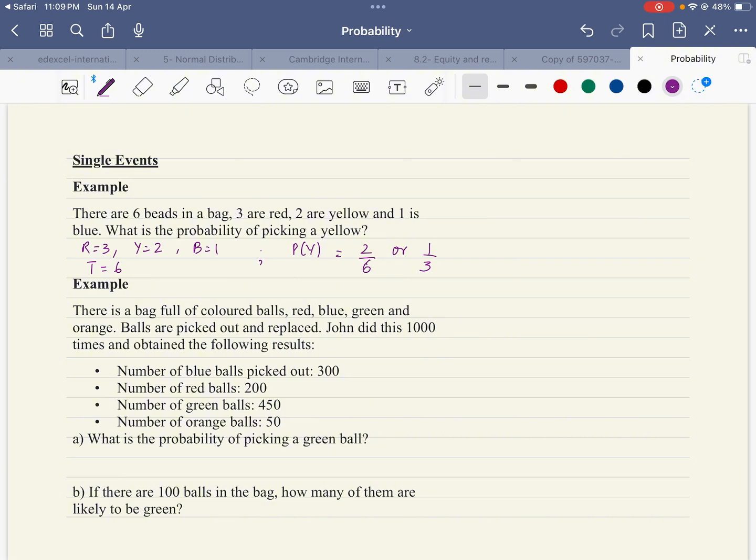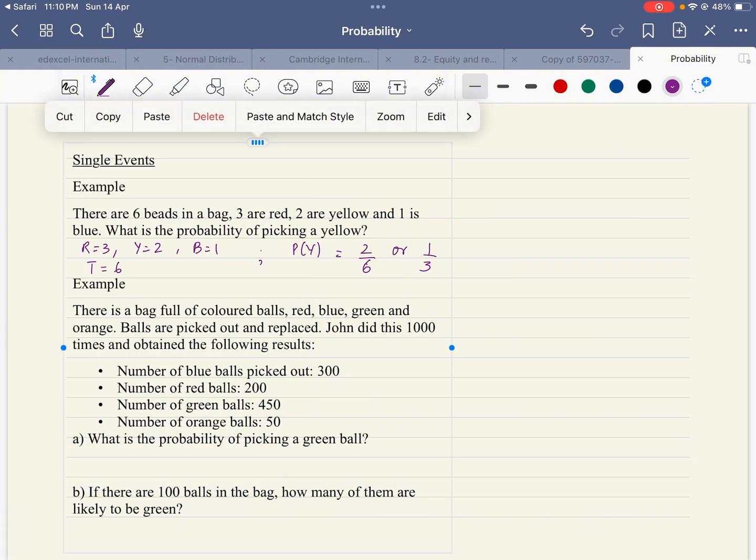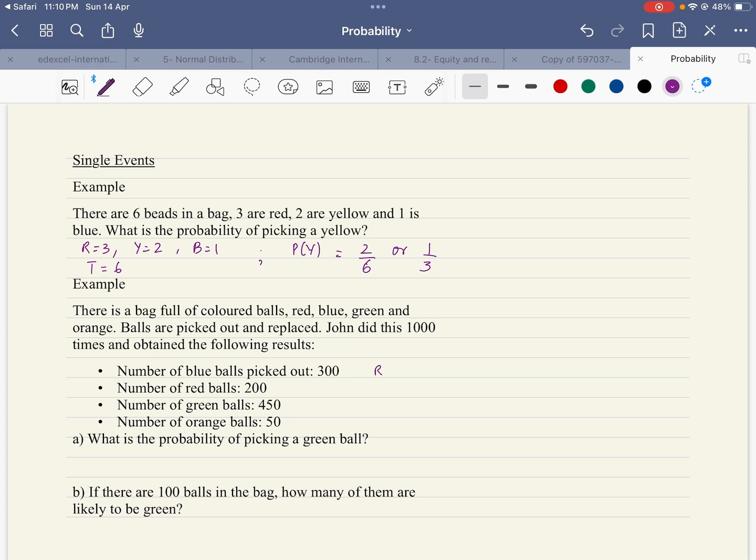There's a bag full of colored balls, red, blue, green, and orange. Balls are picked out and placed back. John did this 1,000 times and obtained the following results. Blue balls being picked out is 300. Red balls being picked out is 200. Green balls being picked out is 450. And orange balls being picked out is 50. What is the probability of picking a green ball?